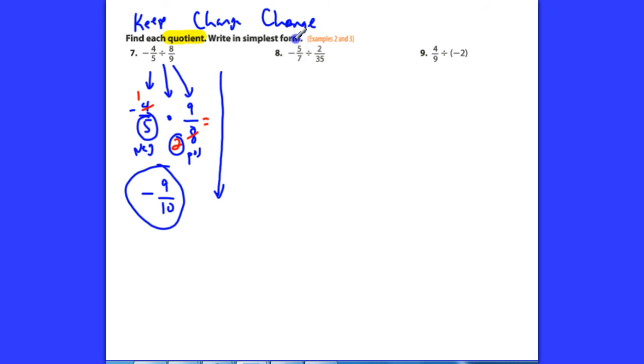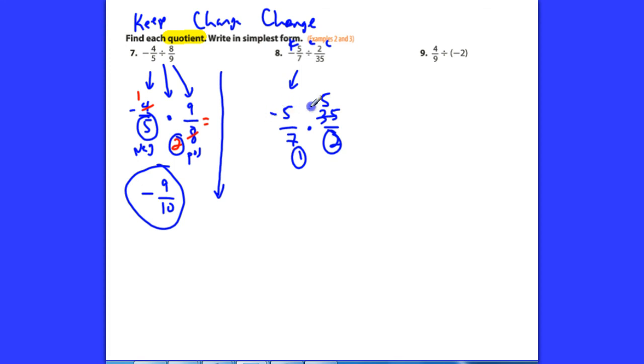All right, negative 5/7. Keep it, change it, change it. All right, keep 5/7. Write it down, negative 5/7 times, keep, change, change, times 35/2. All right, look for common factors. I see 1. 7 goes into 7 once. 7 goes into 35 5 times. Any others? 1, 2. Got 1 times 2 on the bottom. Negative 5 times 5. I don't see any.